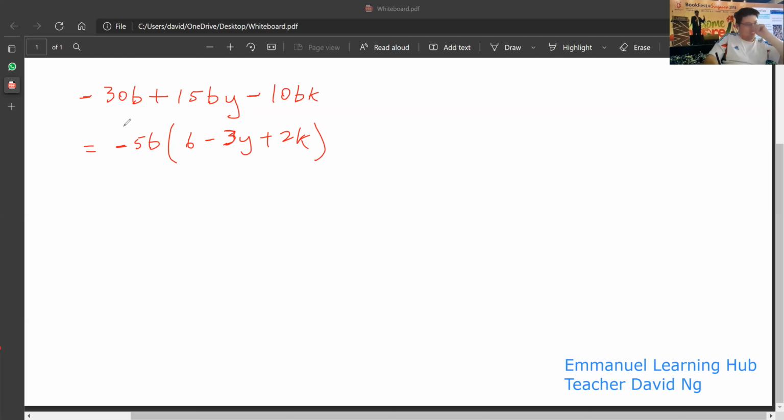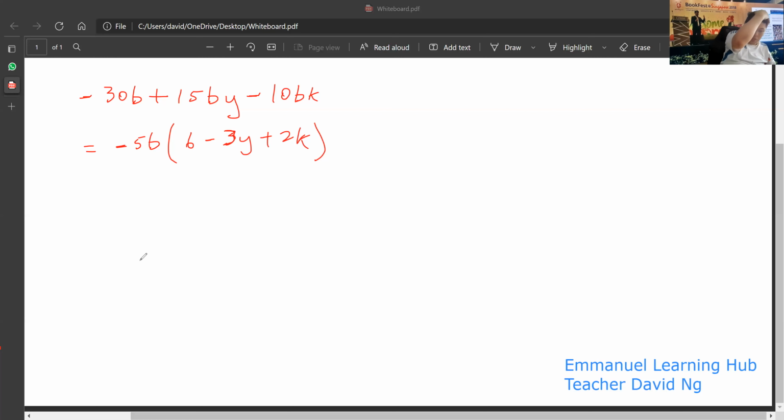Understand? I take out my B, no more B. I took out 5, so the quantity must be 6, because 30 divided by 5 is 6. Then the sign, right? I want to have a negative, so this must be positive, because negative times positive gives me negative. You work in this way. I took out, so don't have anymore.